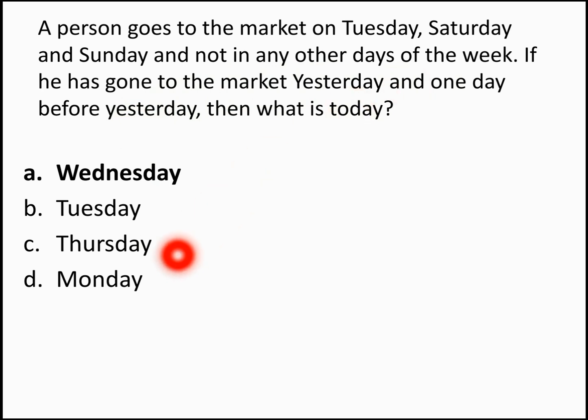Because if Monday is your answer, then he should have gone Sunday and Saturday. That is, it's not a day before that, it's the immediate day before Sunday, right? So that cannot be your answer. So the answer for this question becomes Wednesday.